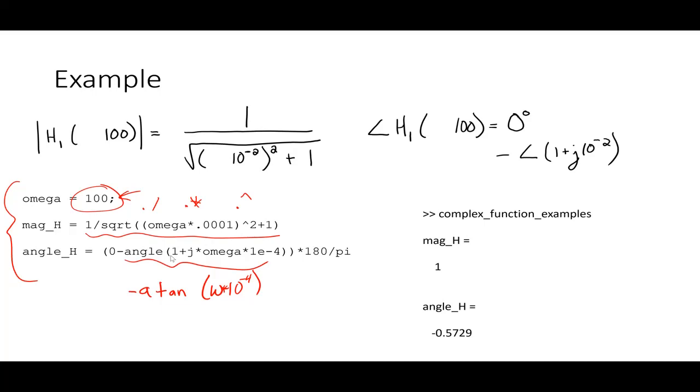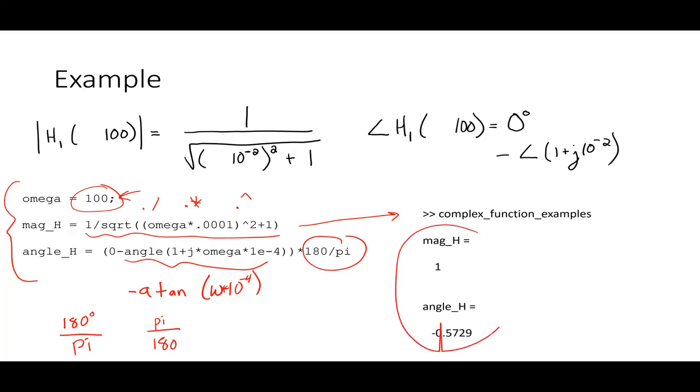Now, MATLAB defaults everything into radians, so I have a unit conversion that goes from radians to degrees. Remember, to go from radians to degrees, I multiply by 180 divided by pi. And if I was going from degrees to radians, I would use pi over 180. I put these things into this script, complex function examples, run that, and get these results. It tells me that the magnitude is 1.